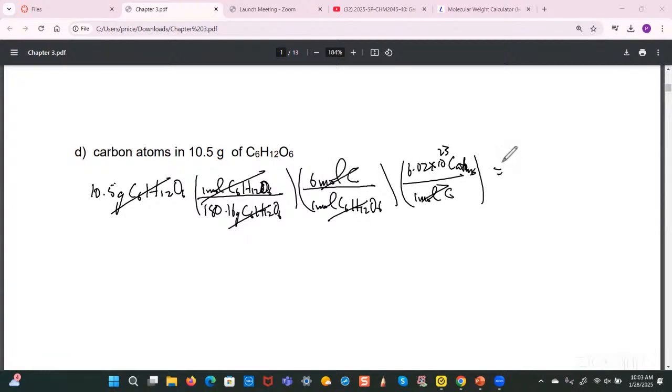And then we do the number crunching. So that's 10.5 divided by 180.16 times 6 times 6.02 times 10 to the 23. And according to my calculations, the number of carbon atoms would be 2.11 times 10 to the 23 C atoms. That's it. All right.